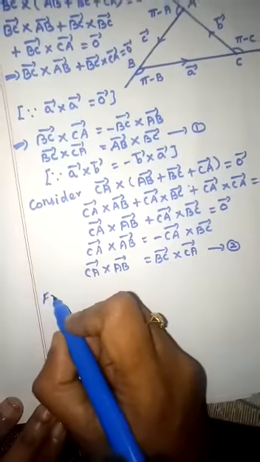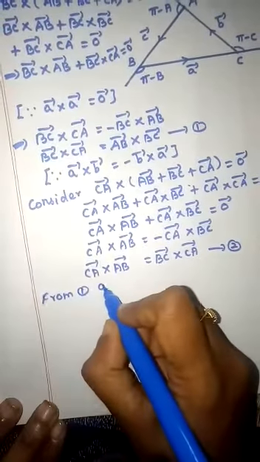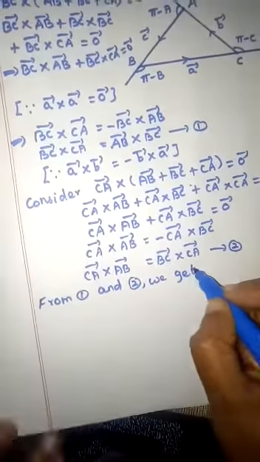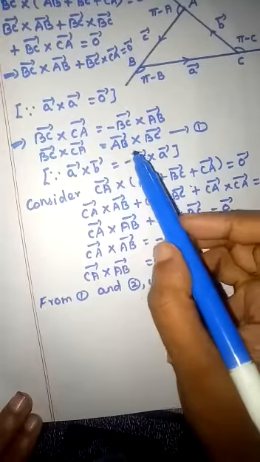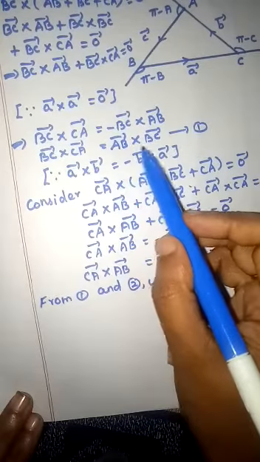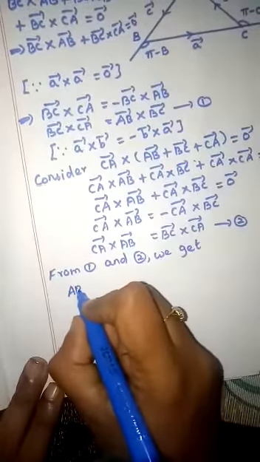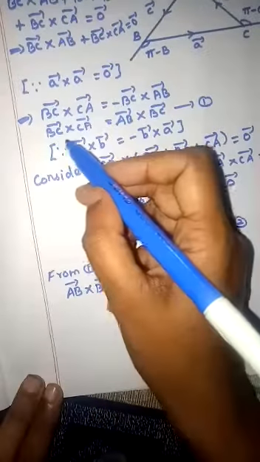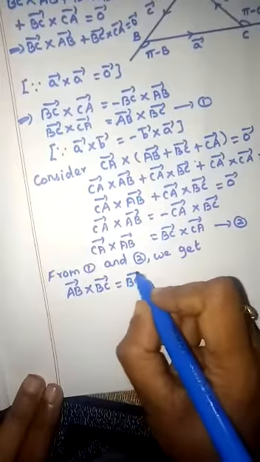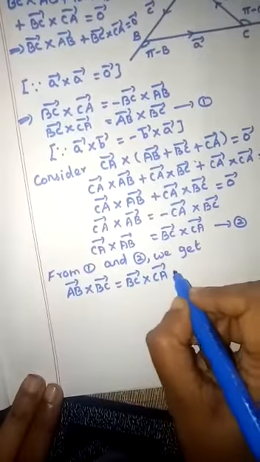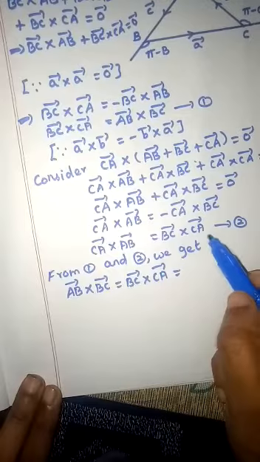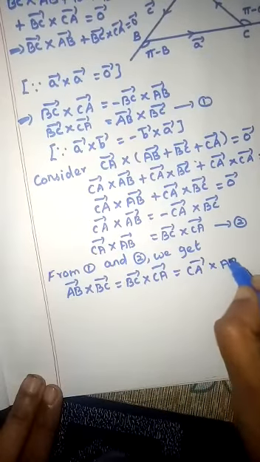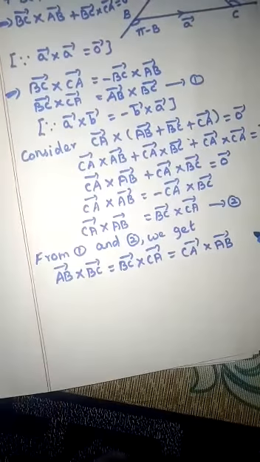So from equation 1 and 2, we get, first, what we have, AB vector. I am writing this first. AB vector cross BC vector is equal to BC vector cross CA vector. And this BC vector cross CA vector can be written as CA vector cross AB vector. So all the three terms are equal.